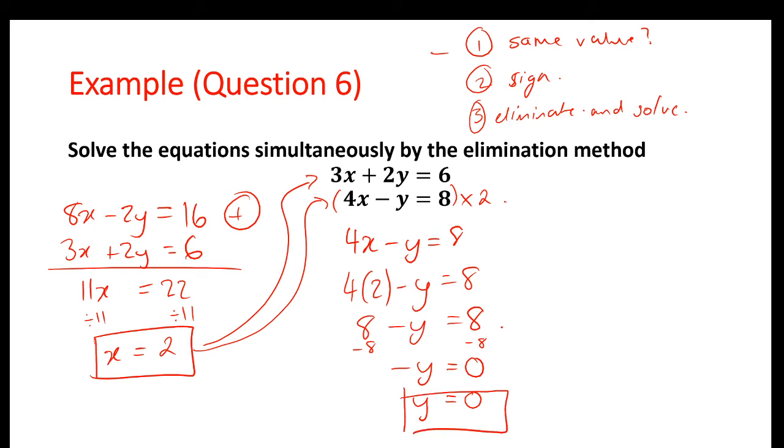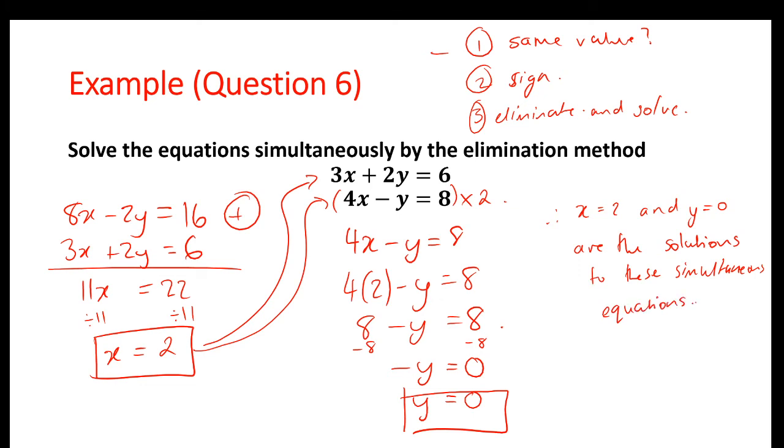Okay, so you can write a little sentence to finish off. It's not necessary unless it asks, what are the solutions. So therefore, x is equal to 2 and y is equal to 0 are the solutions to these simultaneous equations. Okay, just like that.